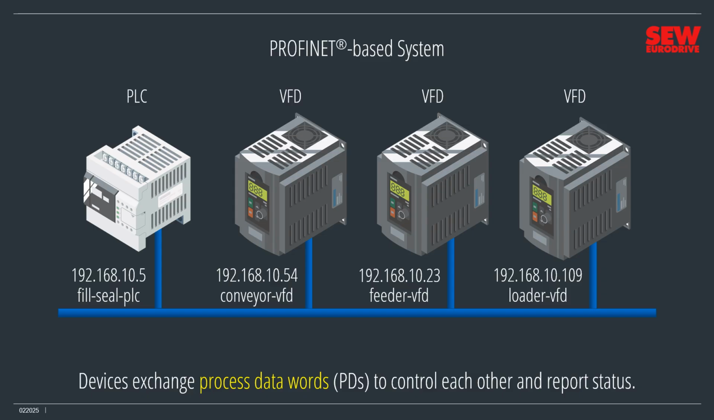For example, let's say that the PLC wishes to tell the loader VFD to start turning clockwise at 1000 RPM. It would create the necessary process data words and then launch them onto the field bus using that VFD's Profinet name as the address. The VFD then sends back process data words to the PLC confirming that it's now running. Simple but elegant.